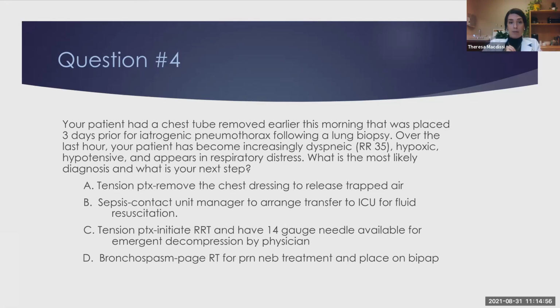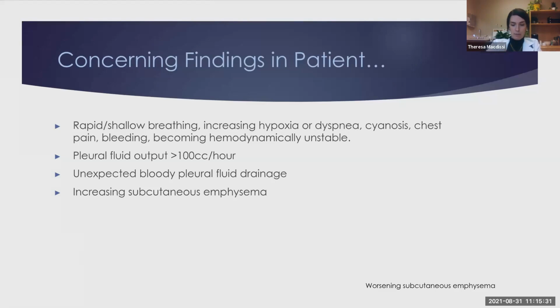Tension pneumo, you can do needle decompression where they put in a 14 gauge needle, usually in the second or third intercostal space. And that way they can rapidly allow air to escape from the intrapleural space that may be building up. And then bronchospasm, again, probably not likely given the timing of this chest tube being removed. And placing a patient on a BiPAP that's got a tension pneumo, you're introducing a lot more pressure into that thoracic space, and that can also be dangerous. So good work on that one, everyone.